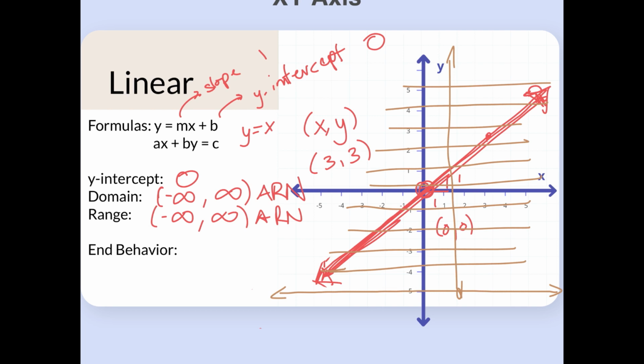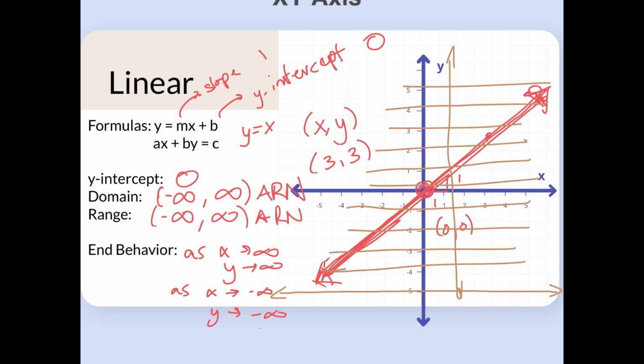End behavior, as we're looking at it horizontally, our y goes up to infinity. So we would say as x approaches infinity, y approaches infinity, and as x, as we go looking to the left, to the negative side, so as our x is approaching negative infinity, the y also approaches negative infinity. So what does that mean? It means that as our x values go up, our y values go up. As our x values go down, our y values are going down.